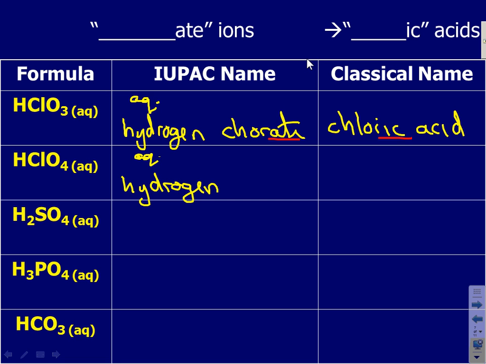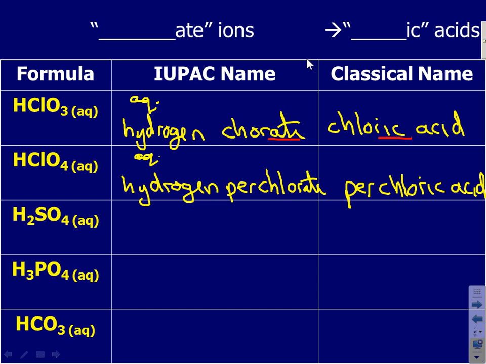Sound it out. Use your phonics, Jess. Perchlorate is correct. Aqueous hydrogen perchlorate, as she said. So this is a perchlorate ion. What's the classical name going to be? Yep. Perchloric acid. The ate becomes an ic.